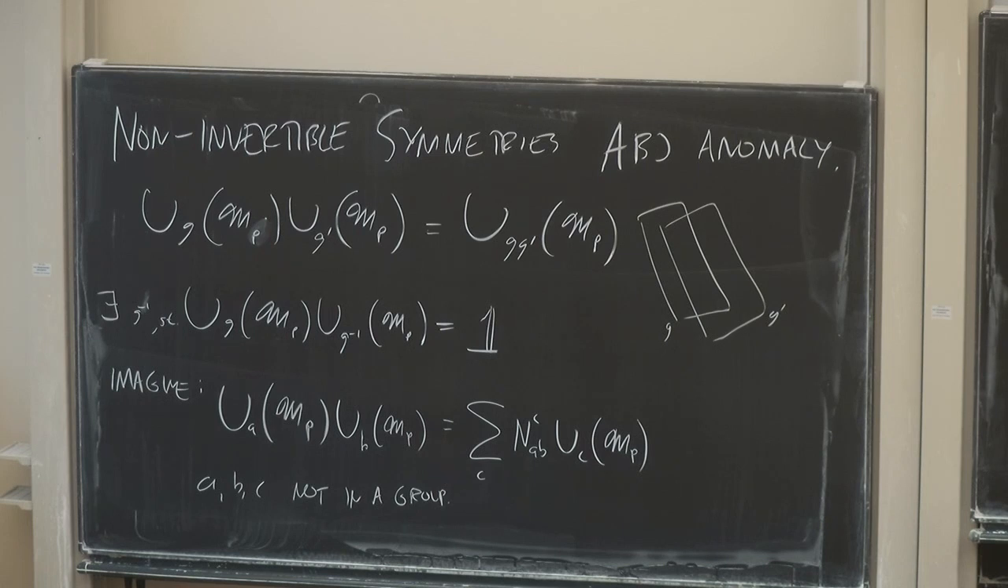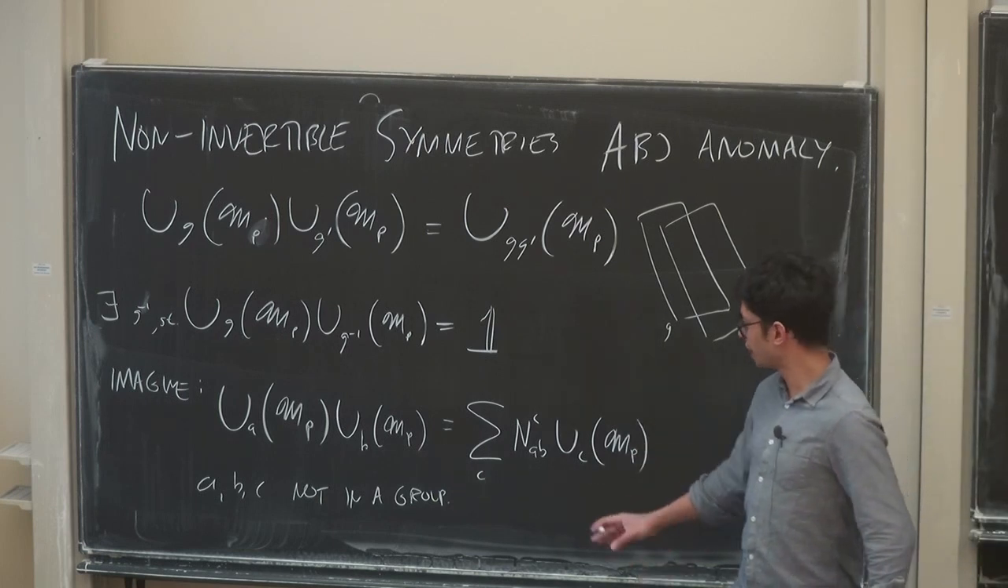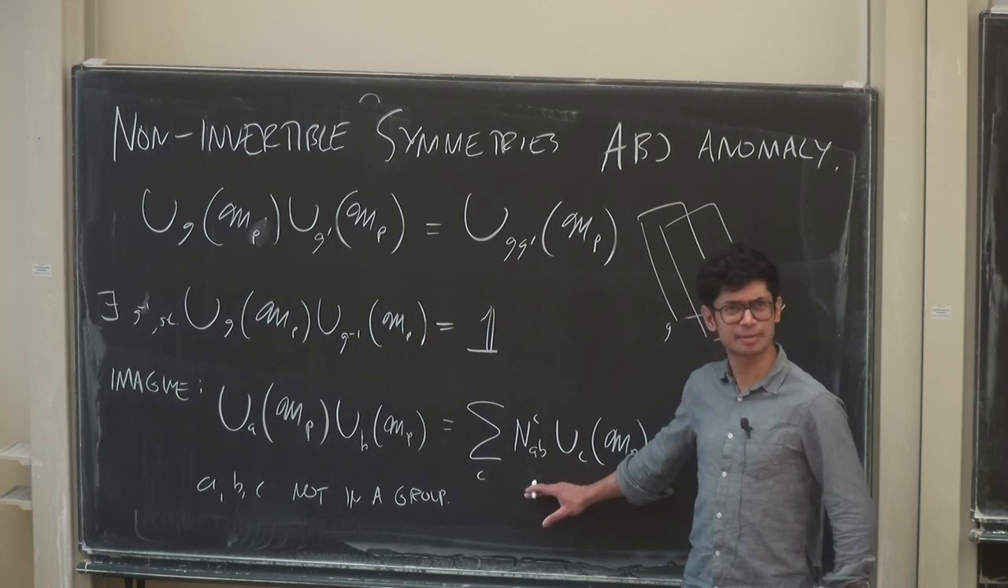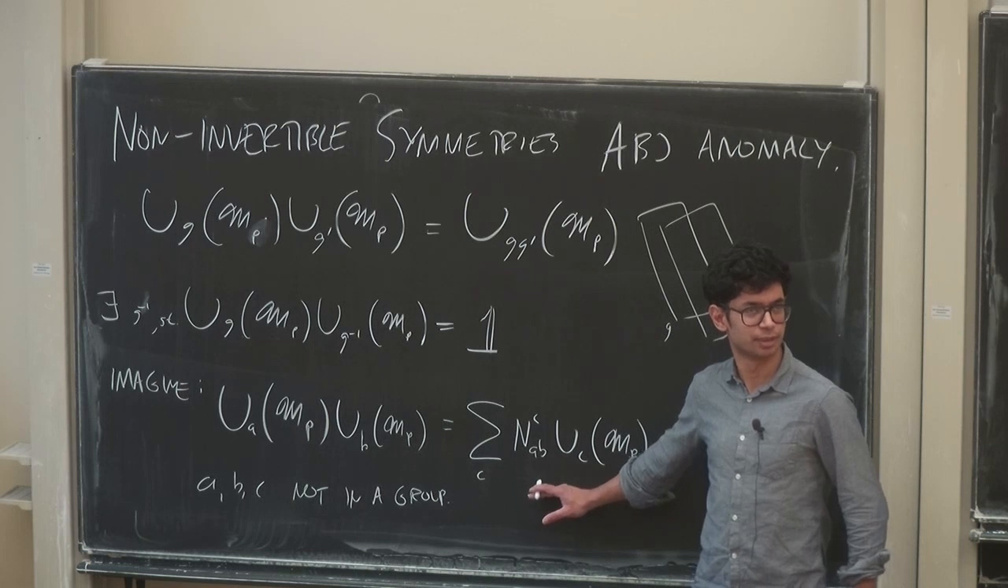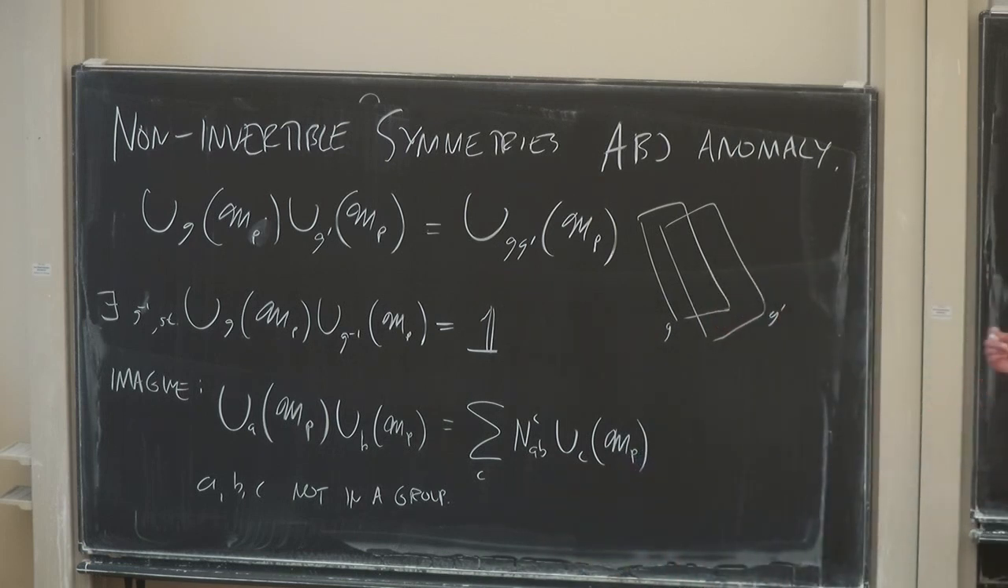One should think carefully about the interplay of these two things. If you have a sum, then it's already not a group. That's right. Some of the most interesting cases always involve this thing actually being non-invertible. Good. The sum already takes us outside the group language.